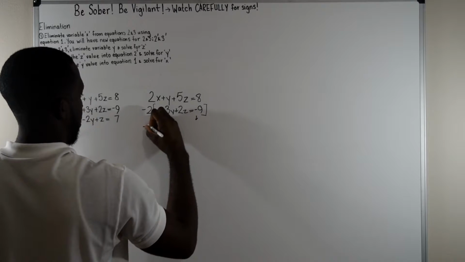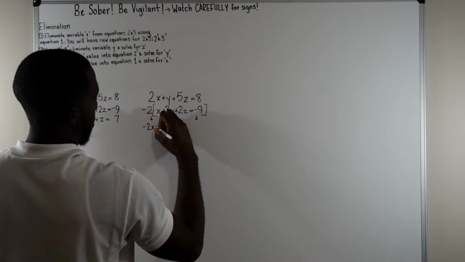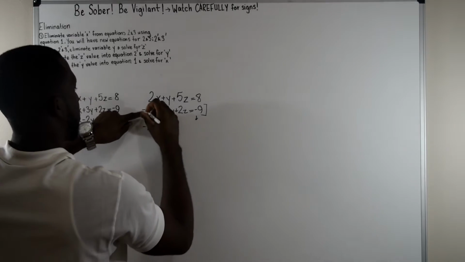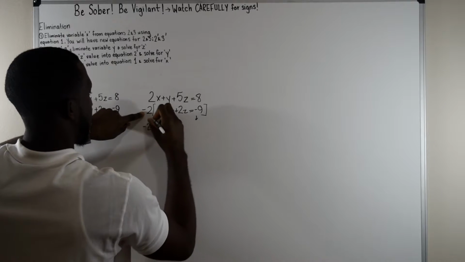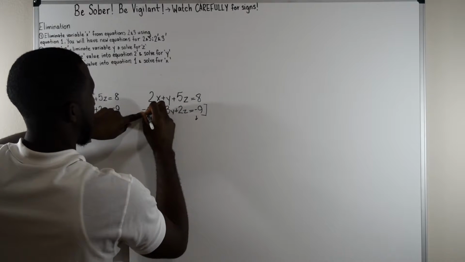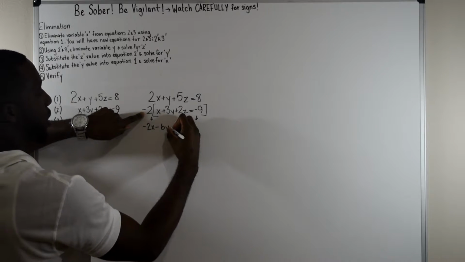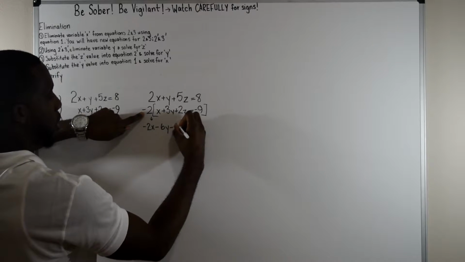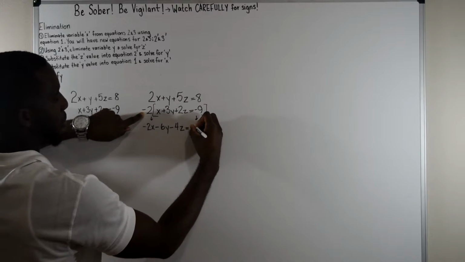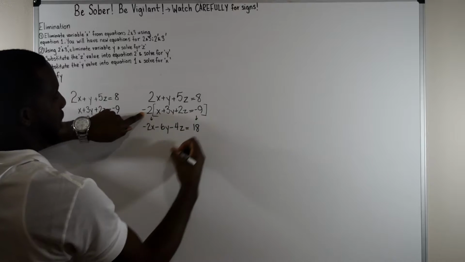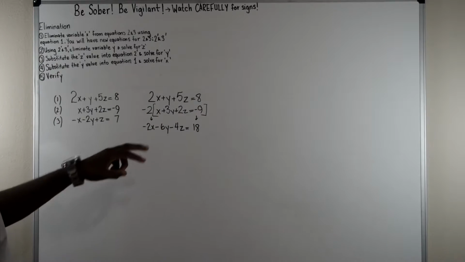I'm going to get -2x minus, you want to do this carefully, minus 6y, and then we got -2 times +2 is -4. And then we're going to get +18. Okay. So now we can combine them.